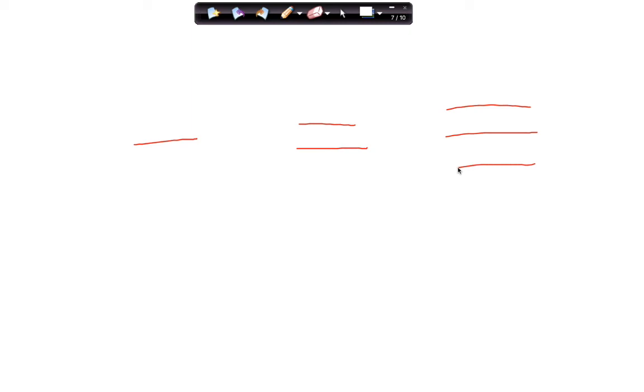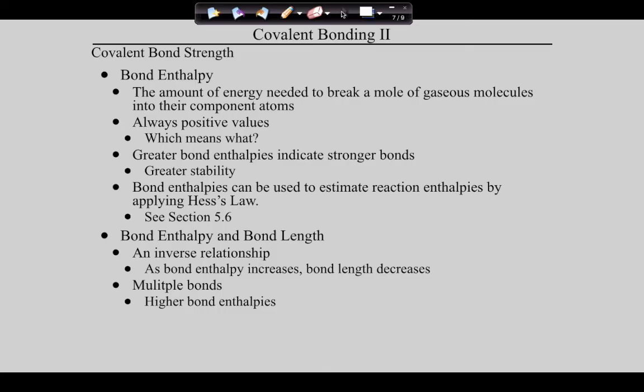Guys, that has a name. That is what is called bond enthalpy. Bond enthalpy is the amount of energy needed to break a bond. So triple bonds have higher bond energies and single bonds have lower bond energies because triple bonds are stronger than single bonds. Get it?